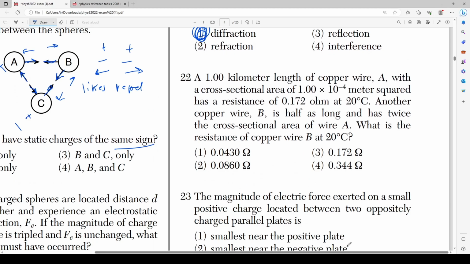Number 22 says a 1 kilometer length of copper wire A with a cross-sectional area of that amount of meters. So they give us A, and they give us L. It has a resistance of 0.172 ohms at 20 Celsius, and they give us R. Another copper wire B is half as long and has twice the cross-sectional area of wire A. What is the resistance of copper wire B at 20 degrees Celsius?